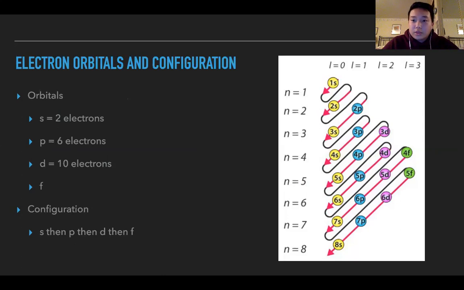Also remember how many electrons they can hold at most. The S orbital can hold 2 electrons, the P orbital can hold 6, and the D orbital can hold 10, right? So that's for the orbitals.